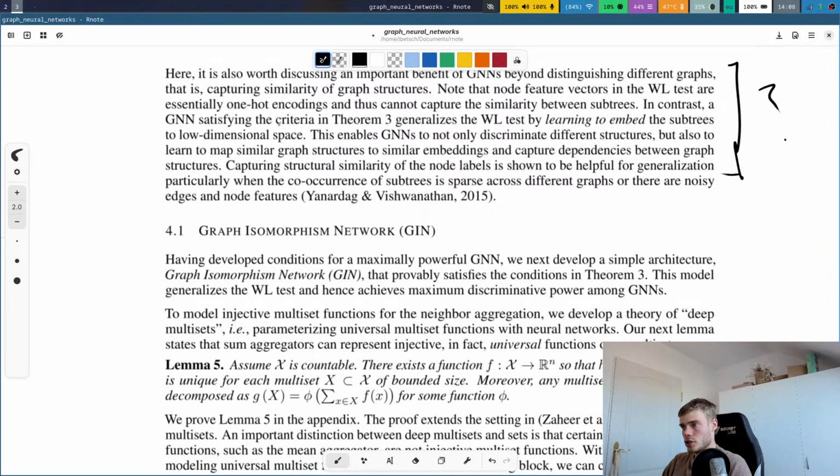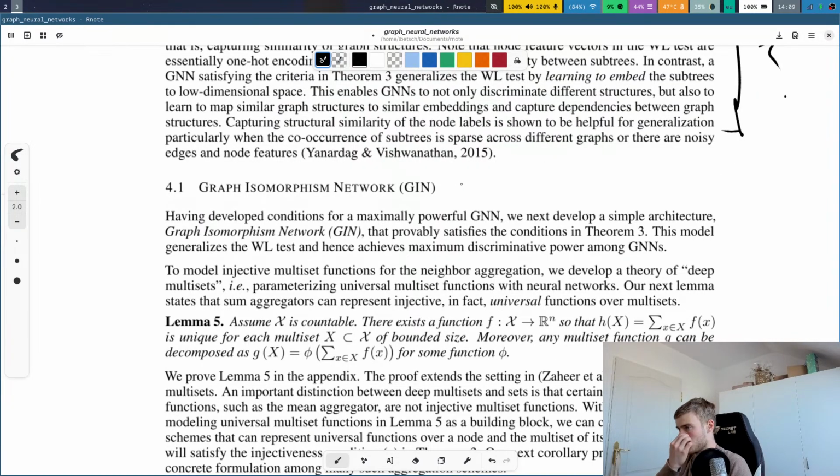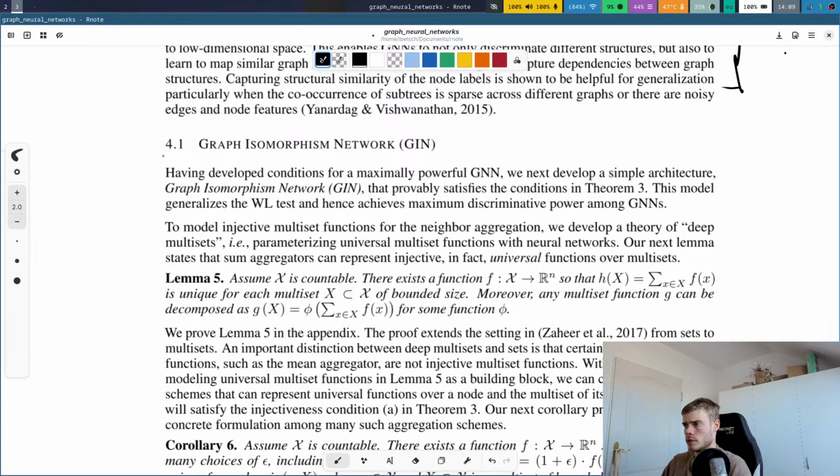In contrast, a GNN satisfying the criteria in Theorem 3 generalizes the WL test by learning to embed the subtrees in low-dimensional space. This enables GNNs to not only discriminate different structures, but also to learn to map similar graph structures to similar embeddings and capture dependencies between graph structures. Capturing structural similarity of the node labels is shown to be helpful for generalization, particularly when the co-occurrence of subtrees is sparse across different graphs or there are noisy edges and node features.